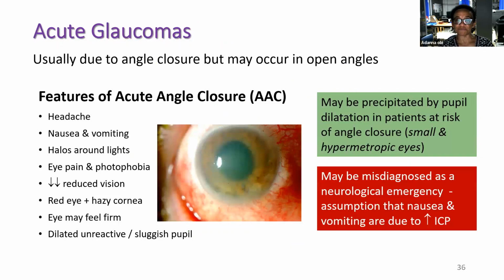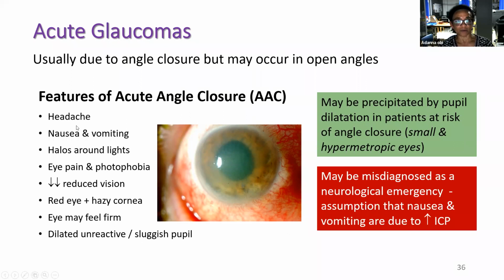You may occasionally have people present to you on the high street with acute glaucomas. Now, an acute glaucoma is usually a symptomatic glaucoma, most of the time due to angle closure, but it can also happen in open angle glaucomas. All that has to happen is that pressure goes up suddenly enough to cause inflammation in the eye. Okay, but these features are for acute angle closure happening in someone who's predisposed to primary angle closure.